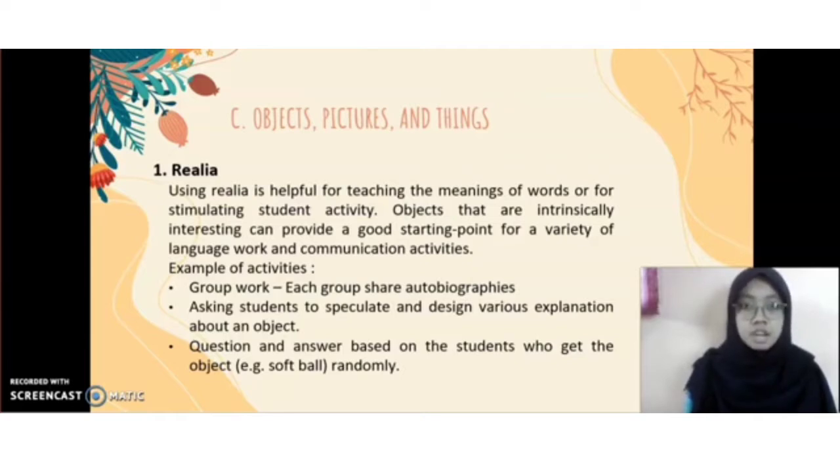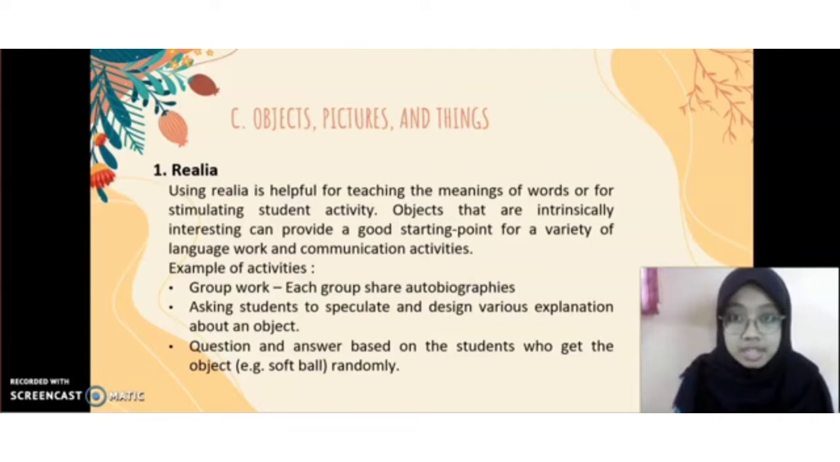Examples of objects are a coin, a ring, a paperclip, an elastic band, a photo frame, and many more. And examples of activities: the first is group work, where each group shares autobiographies. Students are put into some groups, and each group picks one object from a bag without looking in the bag. Every member of the group writes a sentence about the object and then they share them to make the object's autobiography and read it to the other groups.